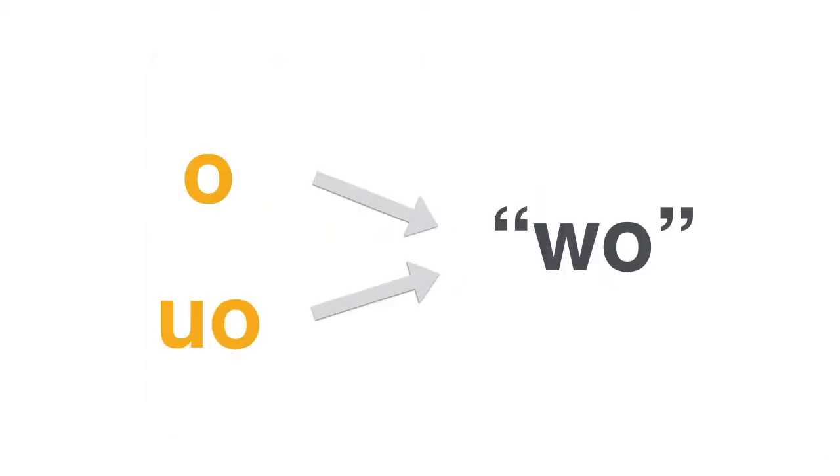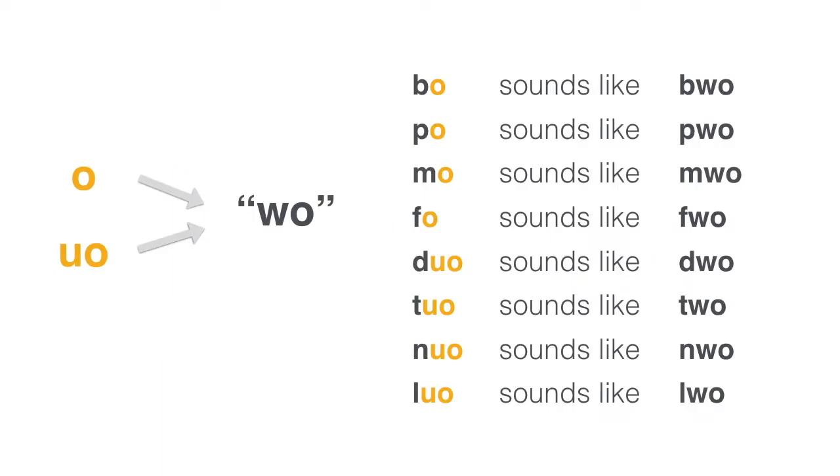The O vowel and the UO vowels are actually pronounced the same. They're both pronounced wo, okay? So here are some examples. BO sounds like bo, PO sounds like po, MO sounds like mo, and FO sounds like fo. DUO sounds like do, TUO sounds like tuo, NUO sounds like no, and LUO sounds like luo.